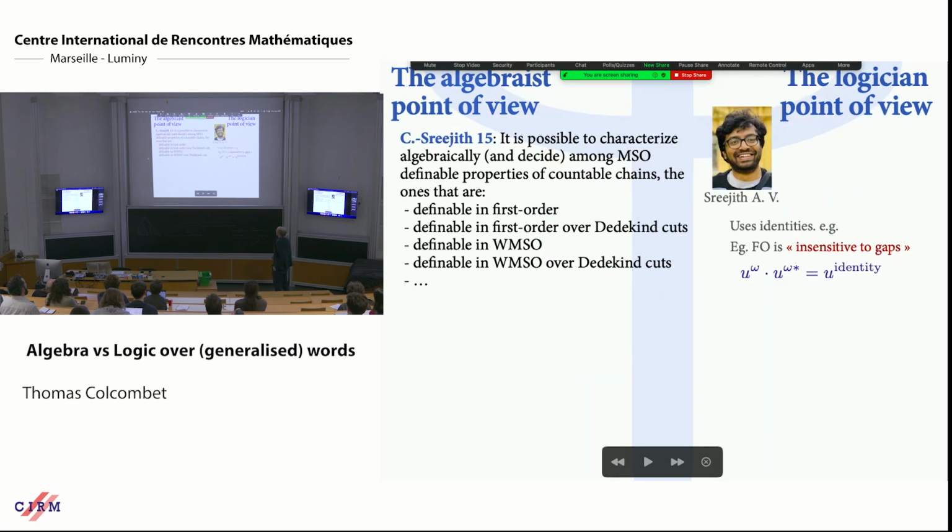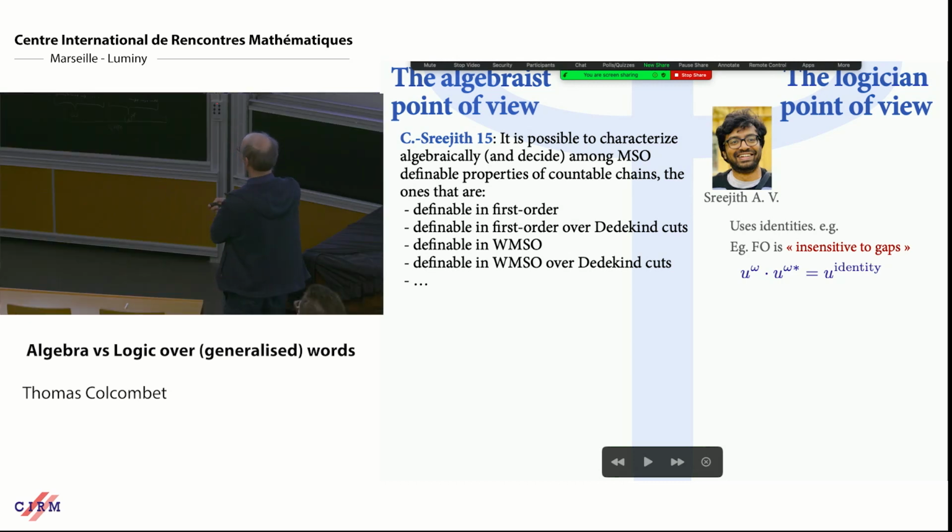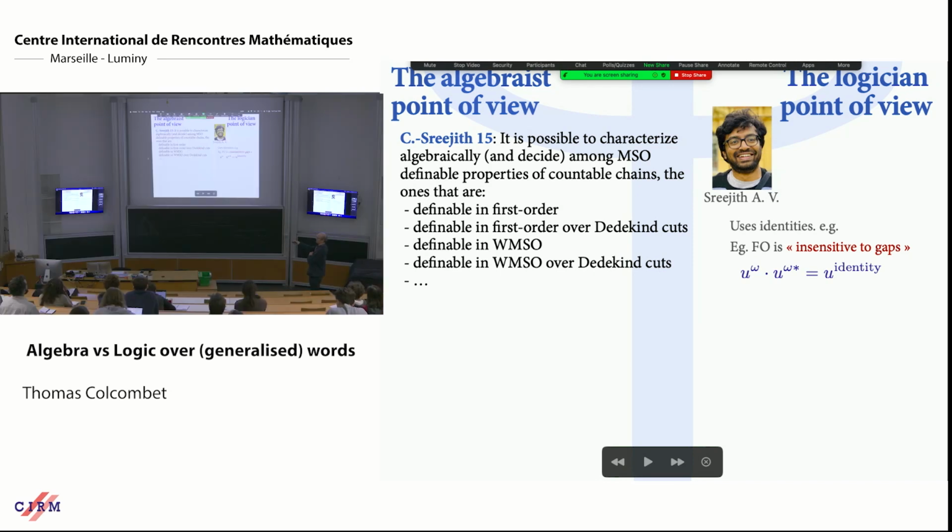And then we went on, following the same path as Schützenberger has initiated, but now for these very long words of countable length. And the first result was with Srijit. We characterize what it is to be first order, and a sequence of other logics. Because you can also be first order with access to Dedekind cuts. I'm almost finished.